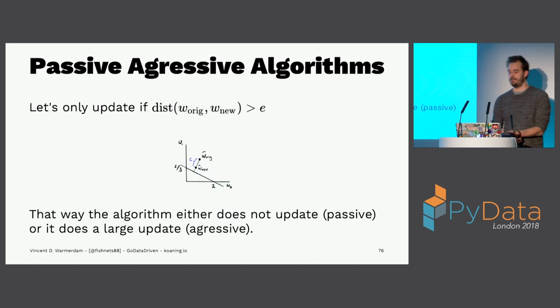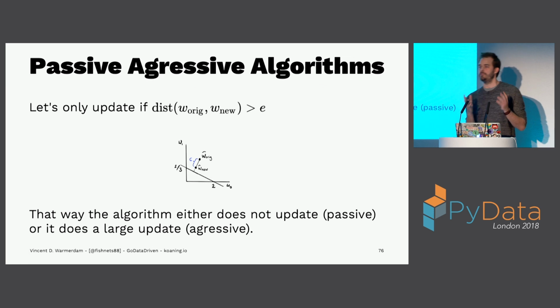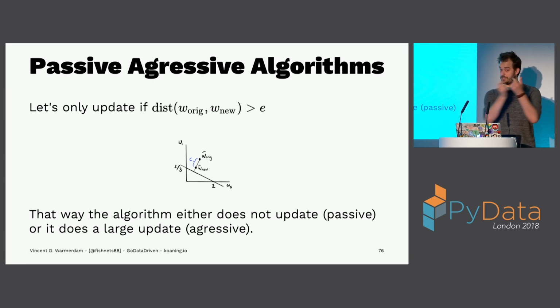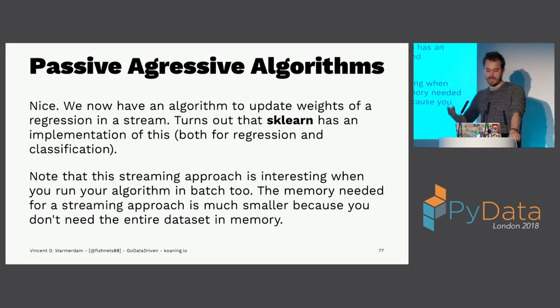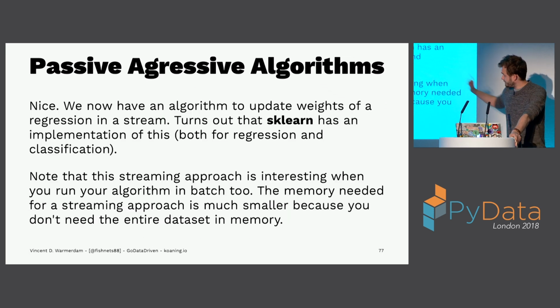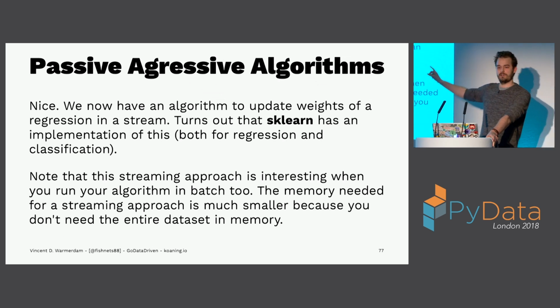And the idea then is, as a stream comes in, if my classification or regression algorithm has a pretty good fit, then maybe I do not update. So let's only update when we have giant errors. When there are giant errors, let's do a very aggressive update. This is called passive-aggressive algorithms, and I love the name. And it turns out that scikit-learn actually has an algorithm, a linear regression, and I think also a logistic regression, for passive-aggressive algorithms.